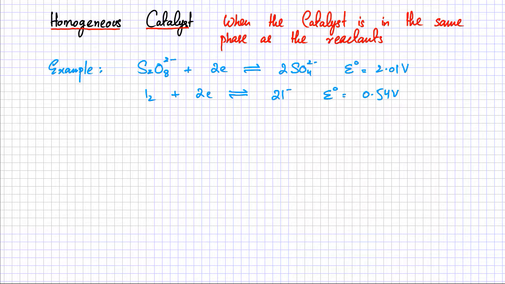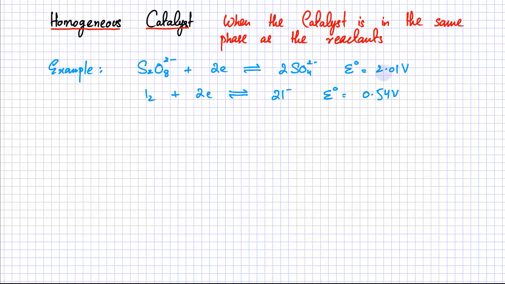Now, one example is when we add a catalyst to this particular reaction. The following reaction which I'm going to construct, I've taken two equations from the data booklet. One is of S2O8 2 minus, which gains 2 electrons and forms SO4 2 minus, and I2 plus 2 electrons forming 2I minus 1. I have the relevant E0 values. So I've taken two reduction potentials.